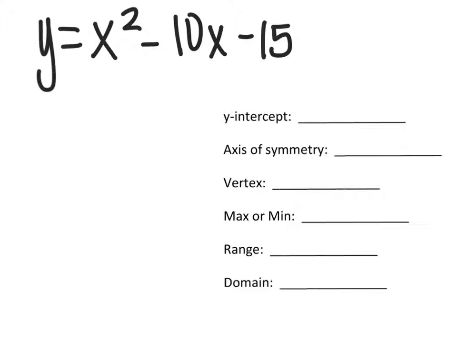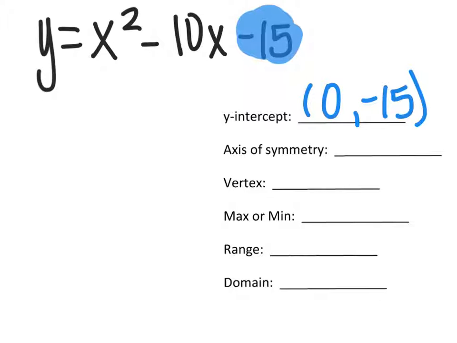So I have the equation y equals x squared minus 10x minus 15. The first thing, the easiest thing to find, is my y-intercept, because my y-intercept is whatever doesn't have x with it, which in this case is negative 15. So my y-intercept is the ordered pair (0, negative 15).